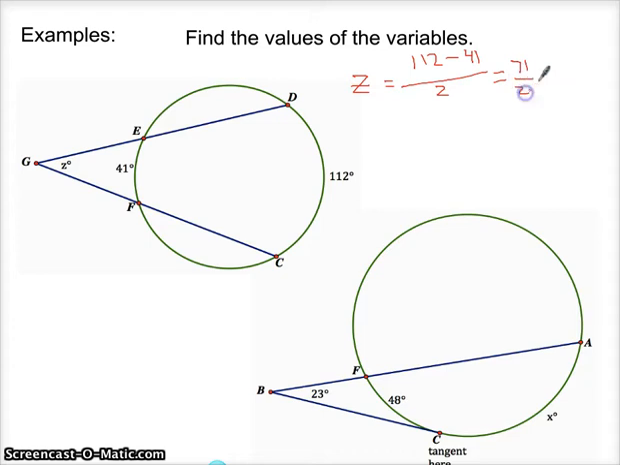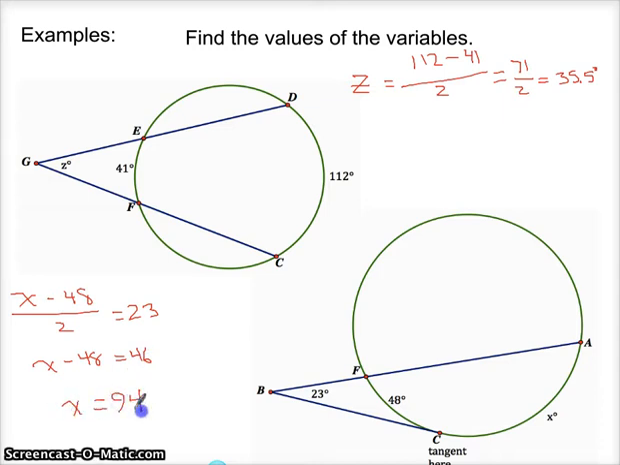71 divided by 2, which is, I guess, not too bad, 35 and a half. Same thing here. Now this one's drawn with a tangent and a secant. But if you look at extending this ray and you look at the angles that are inside the interior of that angle, the x is far away, the 48 is close. So if we take x minus 48 and divide that by 2, that result should be 23. So x minus 48 is 46, and x is 94. Okay.